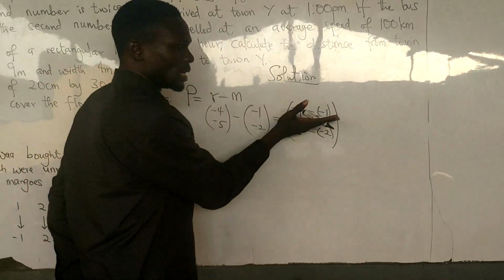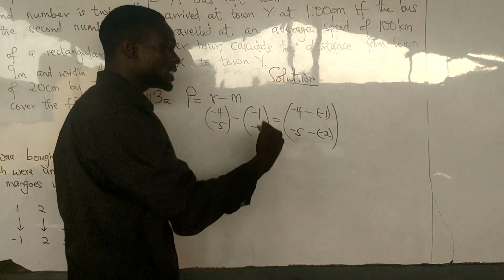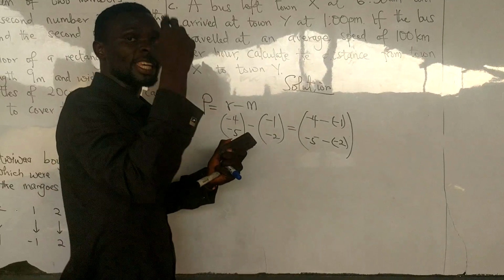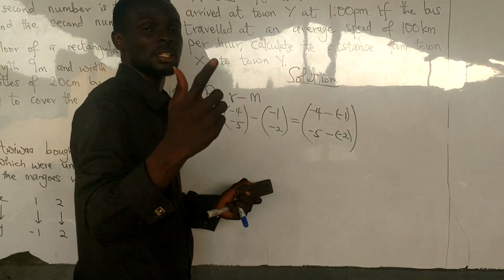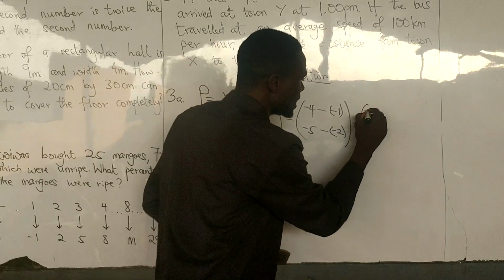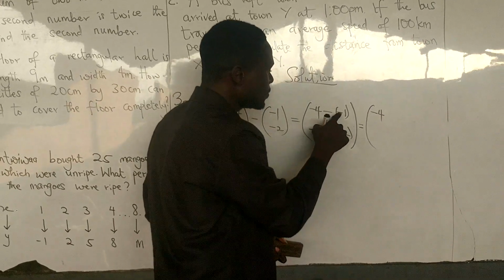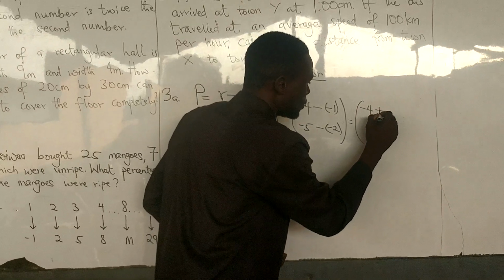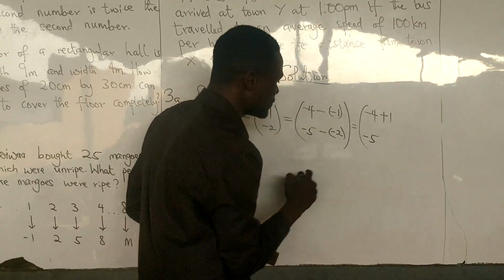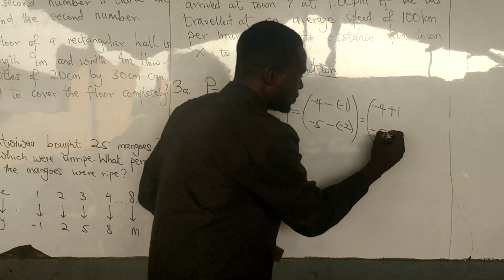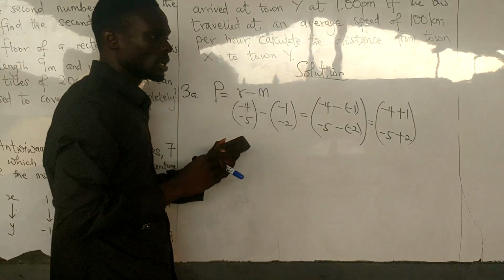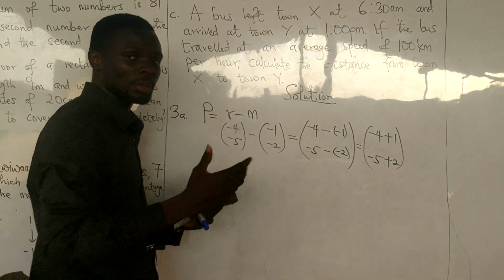Now here, we were told that when negative and negative multiply, the two produce positive. So we get an expression which is negative 4, negative times negative giving positive 1. Also, negative 5, negative and negative also gives positive 2. And this becomes the expression for me to simplify.